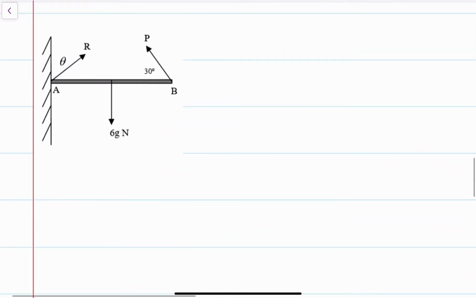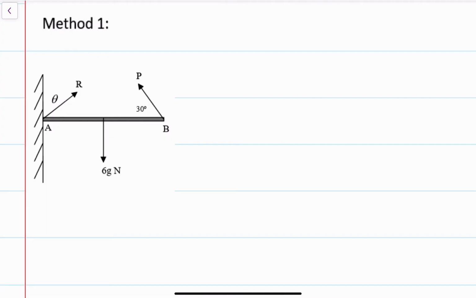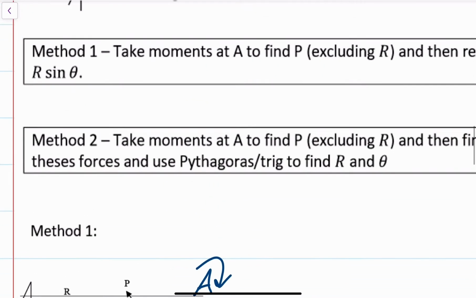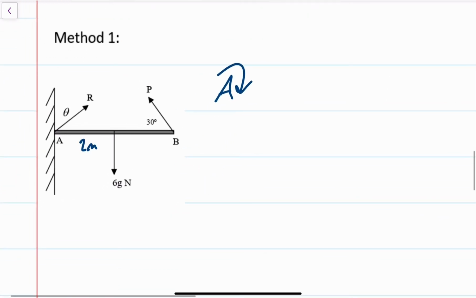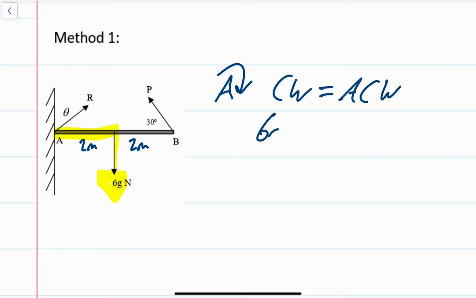So method one, this is my preferred method, I must say. I've just drawn my diagram again here. The first thing I'm going to do is take moments about A. What that does is eliminate the force through A, because it's acting through A, so it has no impact. Now, do we know the length of this rod? Length 4 meters. So that's going to be 2 meters and 2 meters, because it's uniform. Clockwise equals anti-clockwise. So clockwise is going to be 6g times 2. That's nice and easy, a nice easy start.